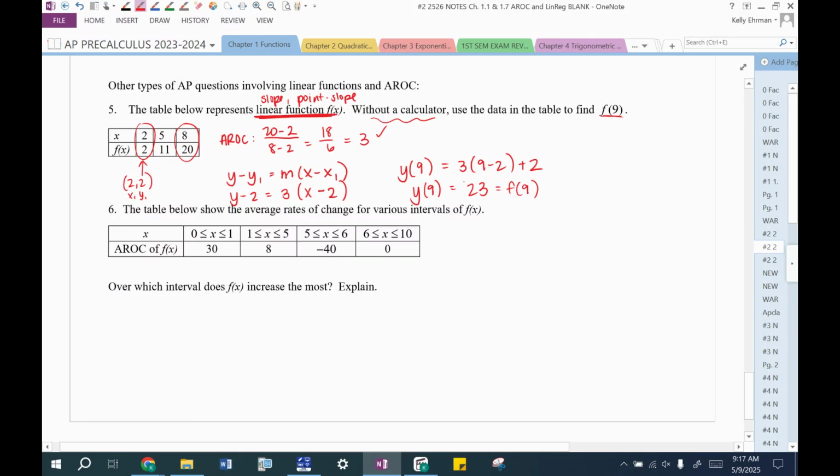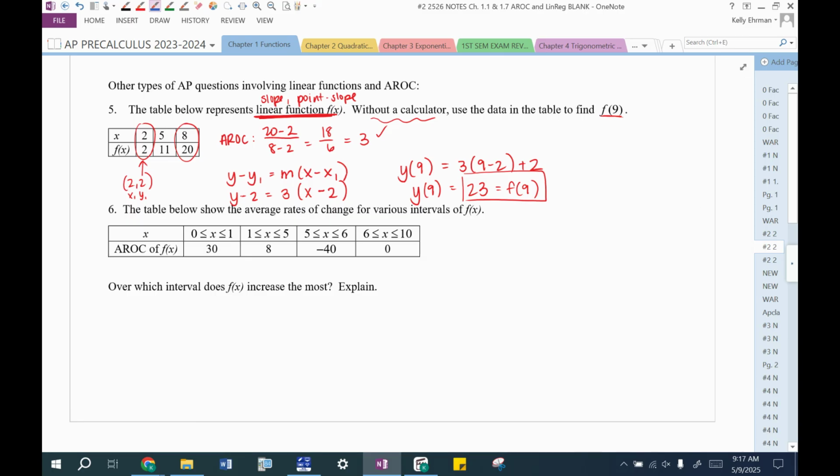Better call it f of 9 just to be safe. Now, did I need all of that work? I could have just added 3 here. No, but if I said find f of 109, you don't want to keep adding 3 until you get out there. You want to streamline that process.